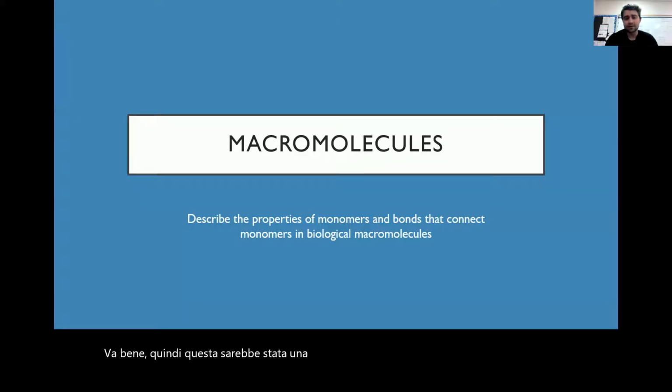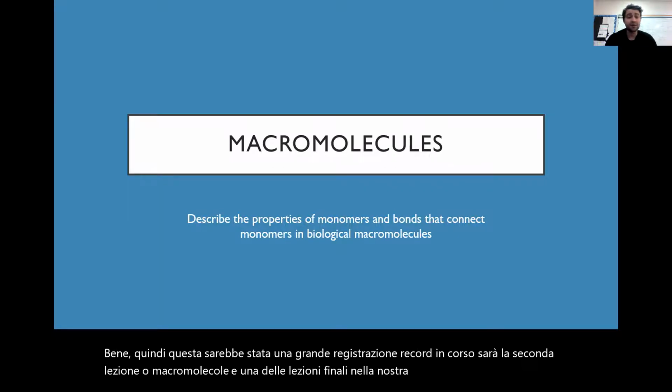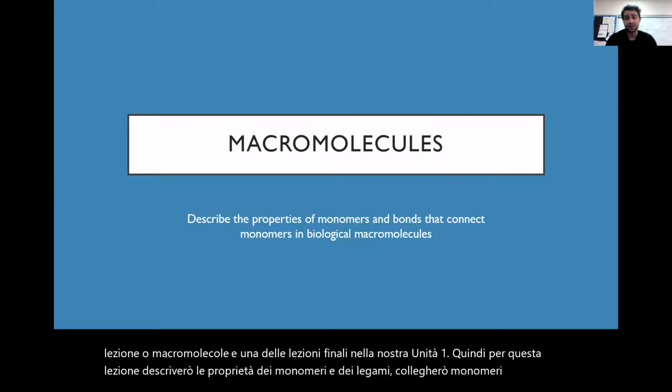All right, so this is going to be the second lesson for macromolecules and one of the final lessons in our unit 1. So for this lesson, I'm going to describe the properties of monomers and bonds that connect monomers in biological macromolecules, as well as structure and function of the biological macromolecules.